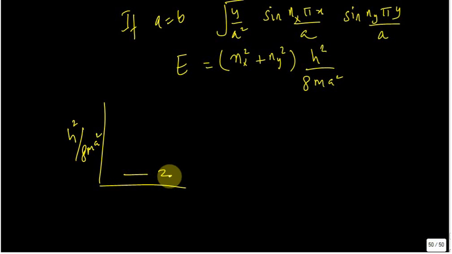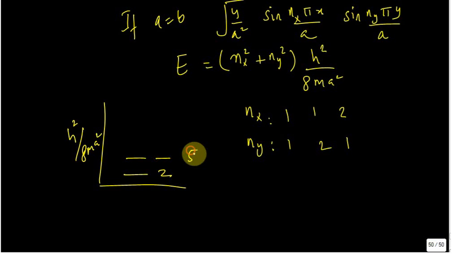The next one is, so let me write down nx, ny, 1, 1. The next one would be 1, 2, which is 5. Or it could also be 2, 1, which is also 5. So I'll have 2 of these levels. Next one would be 2, 2, which is only one possibility. Again we have 3, 1 or 1, 3, which is 10, right? We have again 2 possibilities.